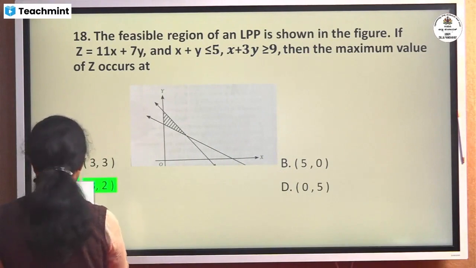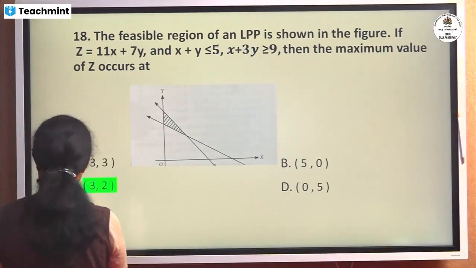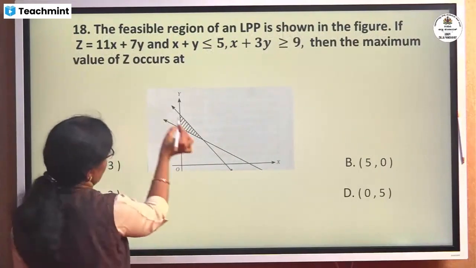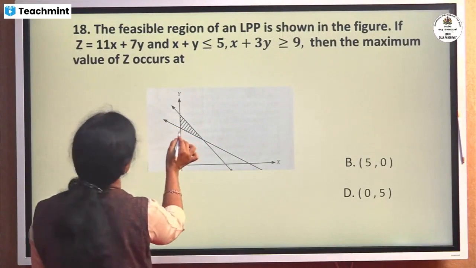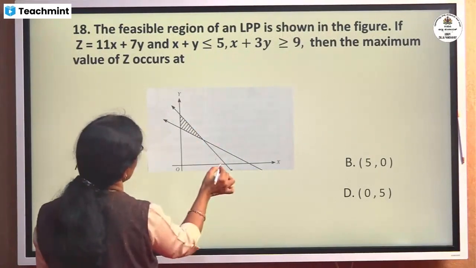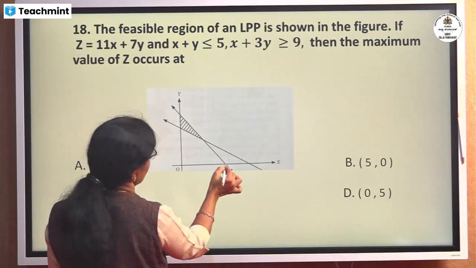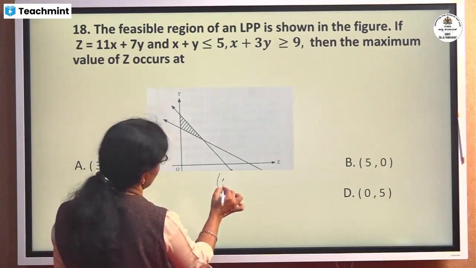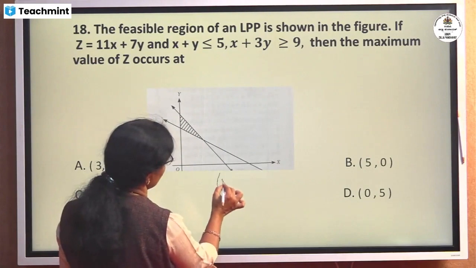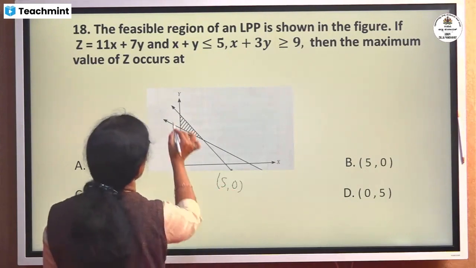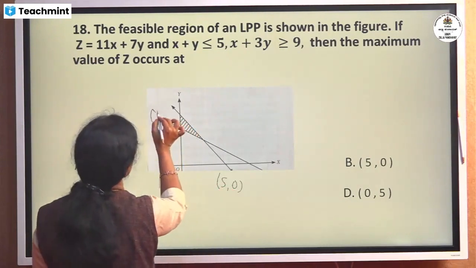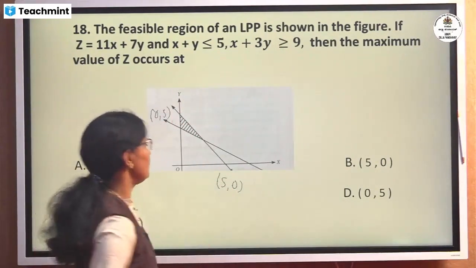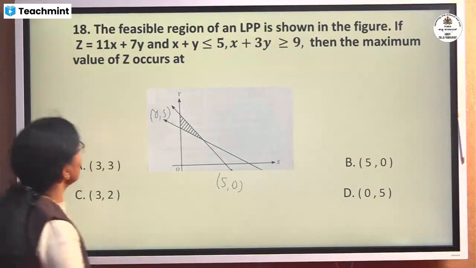So I will go for the question here. Once again, I will go backward. So what is the equation for this inequation? x plus y is equal to 5. Therefore, this point is 5, 0, and this point is 0, 5. x plus y is equal to 5 it becomes. Therefore, 5, 0 and 0, 5.